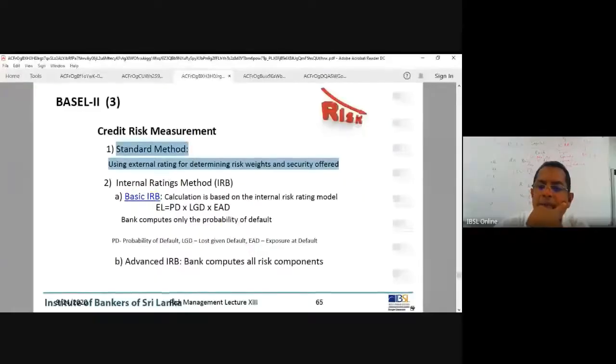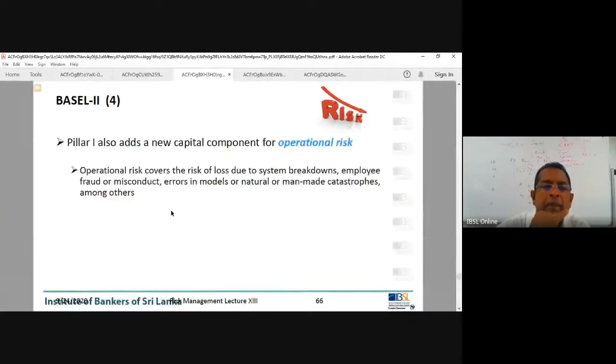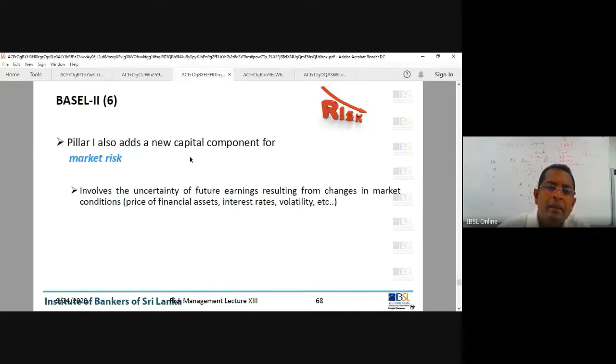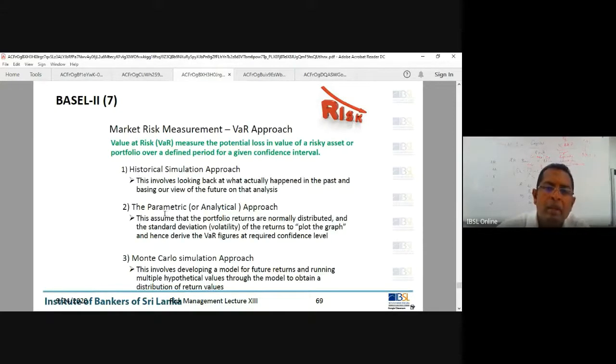So this is the PD, LGD. This bank computes only the probability of default. Bank computes all risk components, right? Then operational loss due to system. So this handout gives you everything: basic indicator, standardized approach, advanced measurement approach. You don't need to memorize these things. This is for your knowledge only, because we don't cover this under your syllabus. For market also, you have historical simulation, parametric, and Monte Carlo simulation. We have 3 types.